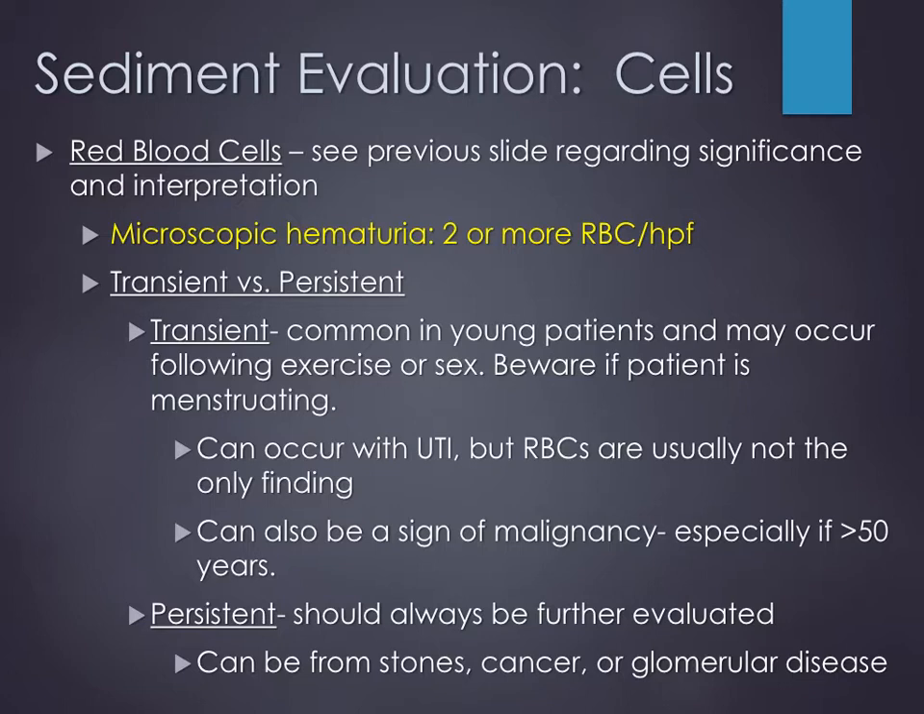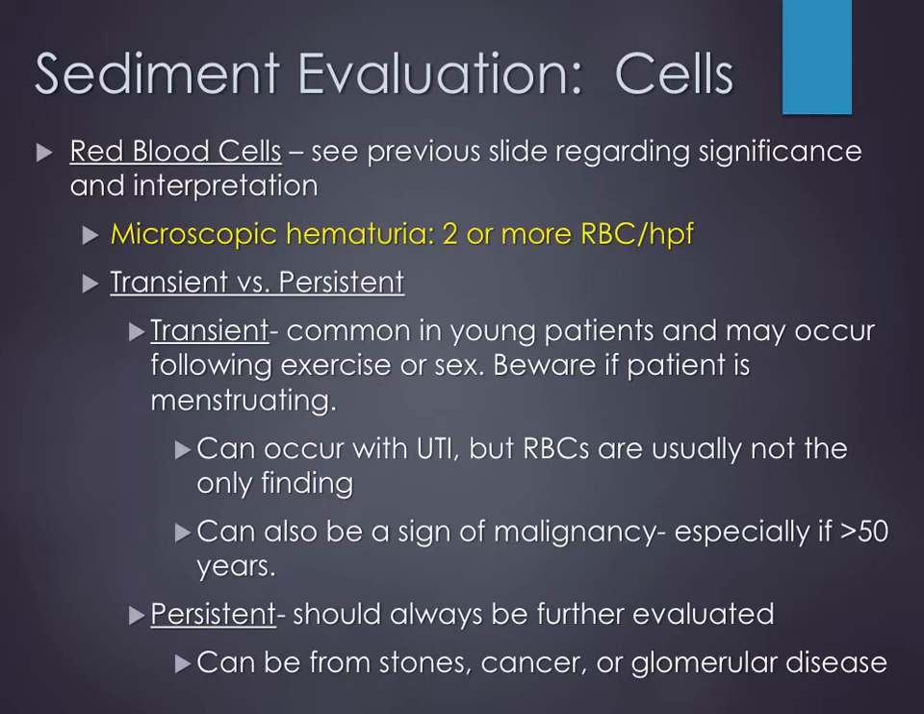It's not uncommon for people who are runners to complain of transient hematuria. But one of the things you always have to consider in these patients is, are they menstruating or not in the female population? It's not uncommon that you'll be alerted to the fact that there's red cells in their urine. So a great follow-up question to ask the female patient is, where are you in your menstrual cycle right now? We can see red blood cells with UTIs, but obviously, as we've learned on the previous slides, that's not the only finding. And it can also be a sign of malignancy, even in the transient.